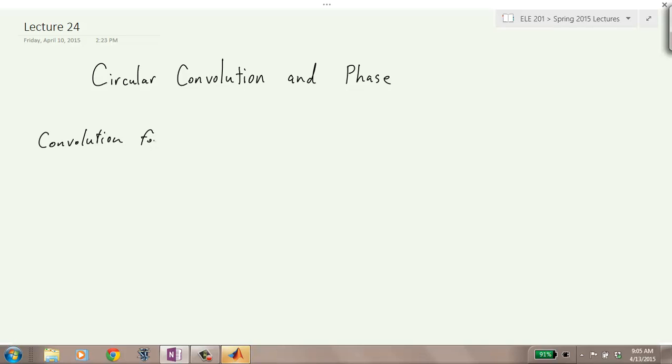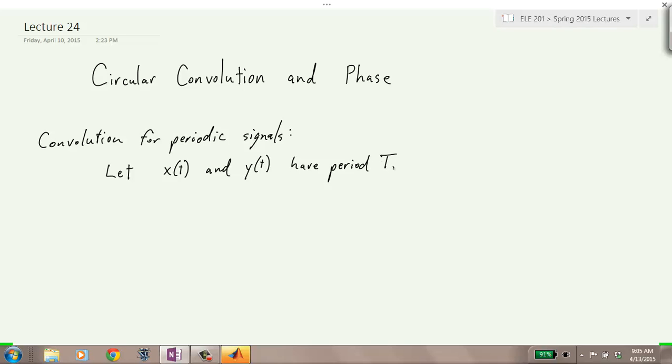And we notice that when you plug in the convolution formula, you get something that's not meaningful. So let x of t and y of t both have period capital T. If you plug in x of t convolved with y of t, you get this integral. Oops, tau there.